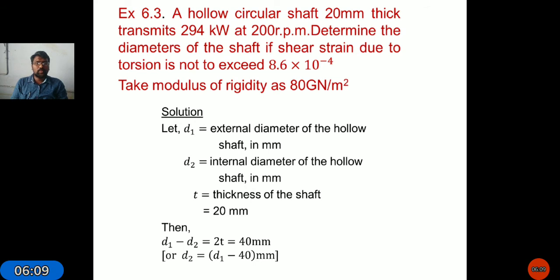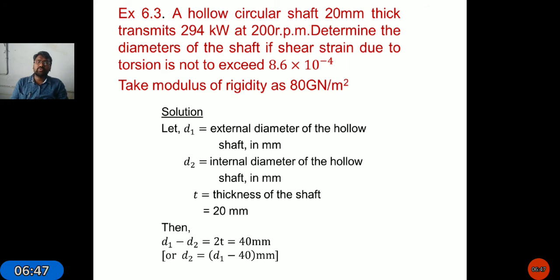Here, up to now we solved two problems based on the solid shaft, but in this case they given the shaft as hollow. For the hollow shaft, they gave the 20 mm thickness, but they did not give the internal and external diameter. We need to calculate the internal as well as the external diameter. The hollow shaft transmits power from one point to another, that is 294 kilowatts at 200 rpm.